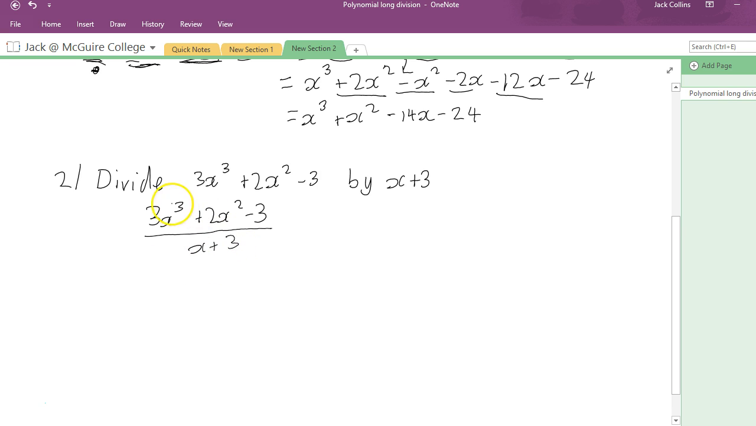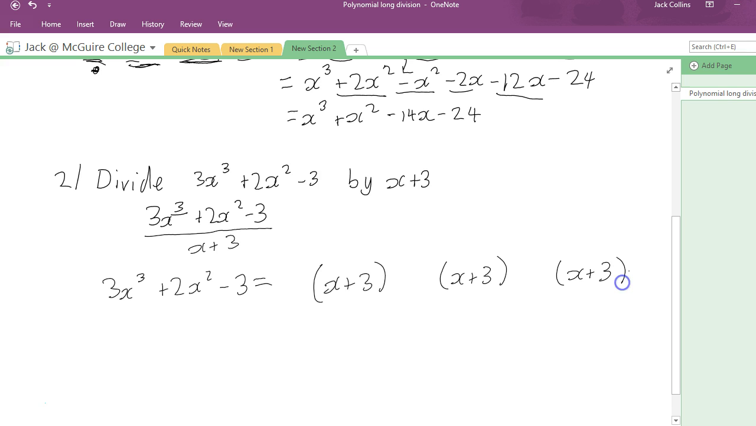And then we know we've got the degree of 3, so we know that 3x cubed plus 2x squared minus 3 is equal to, and then we're dividing by x plus 3, so x plus 3, x plus 3, x plus 3. Okay? And to make sure we're checking right, I'm going to show that line of working out that I did above the work here, just to show that we're going along at the same pace.